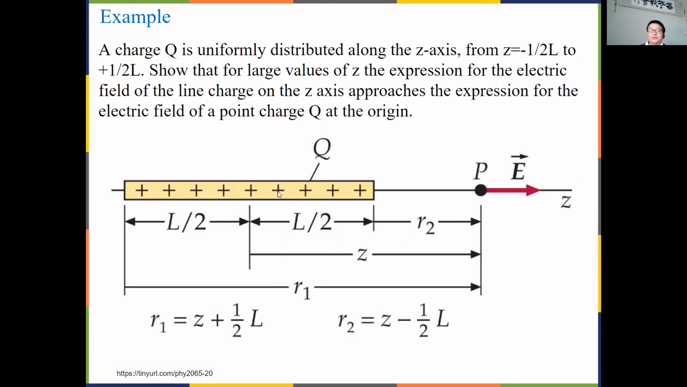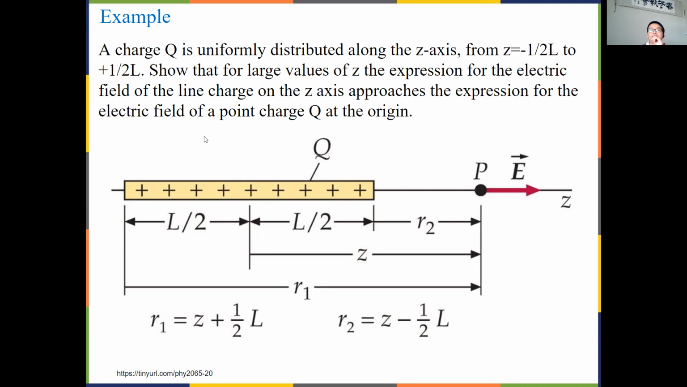So this is Z, right? Point P to the origin is Z. So it's asking you to show if Z is very large. That means Z is much larger than L, okay? So we can take a look on this one here. I think we can take a look on this one together.